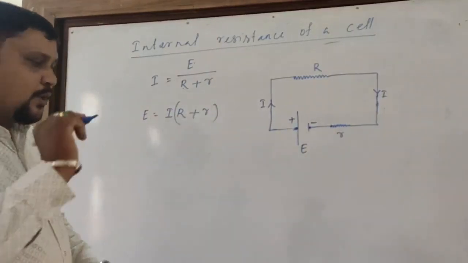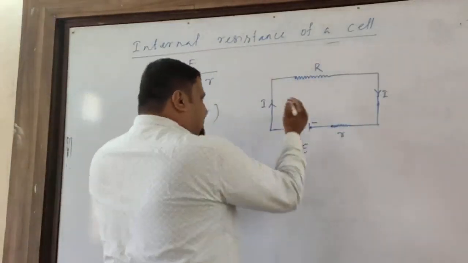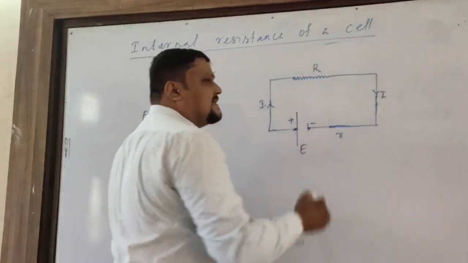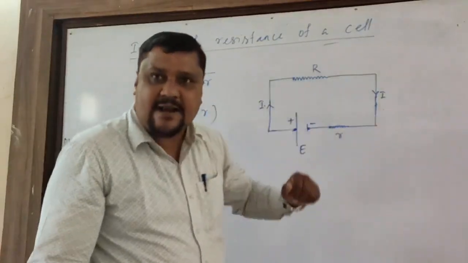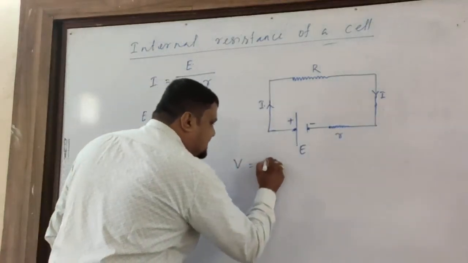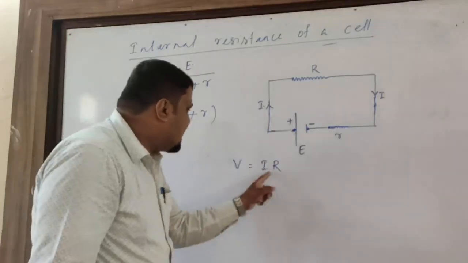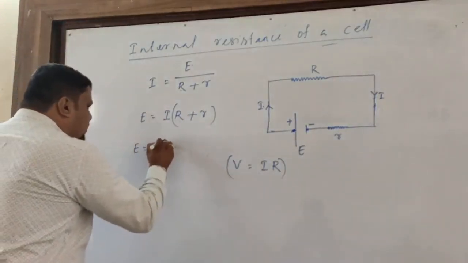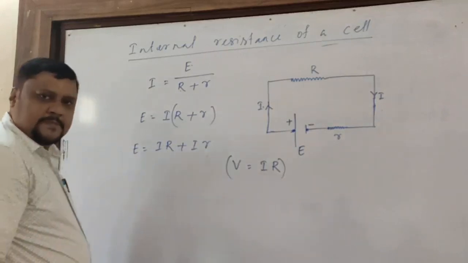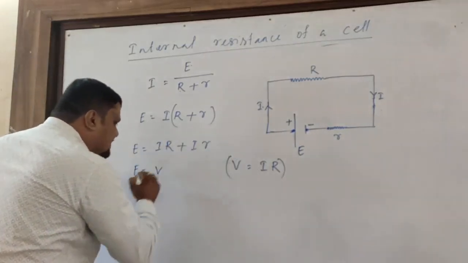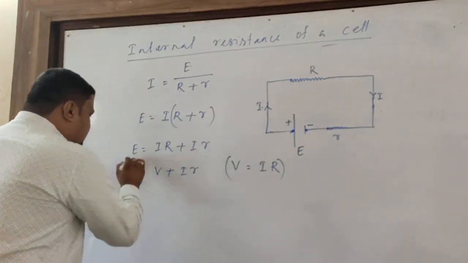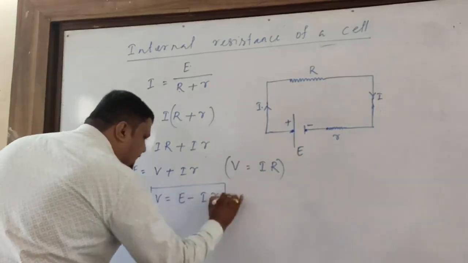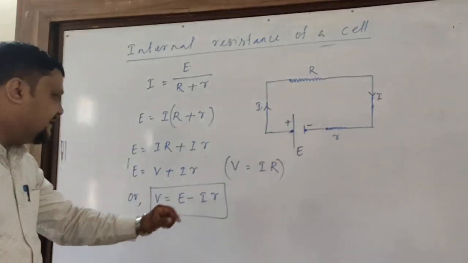Or, when it is a closed circuit and the voltmeter is connected between these two terminals, suppose the current I flows in the resistance R. Then, as you know from Ohm's law, the potential difference V is equal to IR. So you can put E is equal to IR plus Ir. So V, the potential difference, is IR, plus Ir, or V is equal to E minus Ir. In this condition, this is the expression relating the potential difference and the EMF.